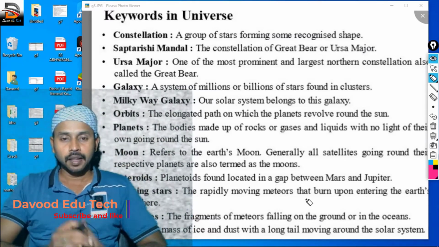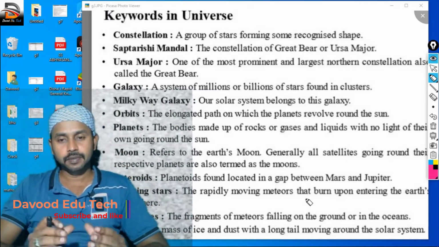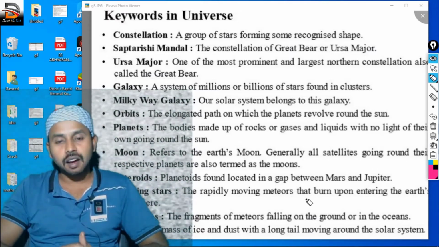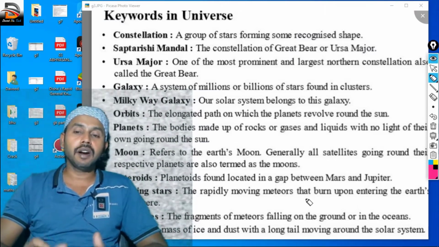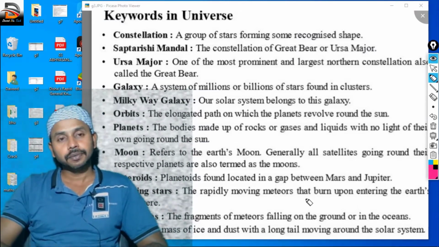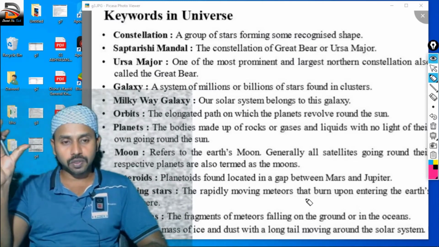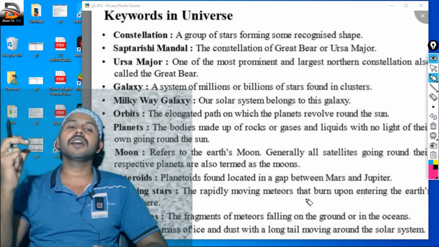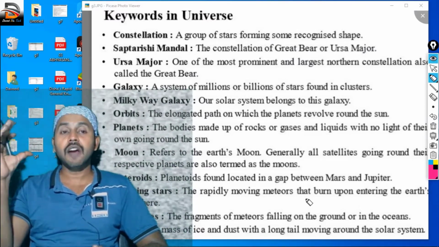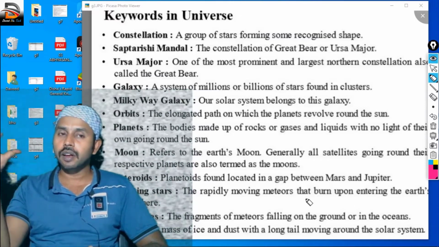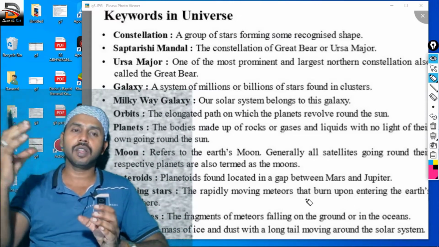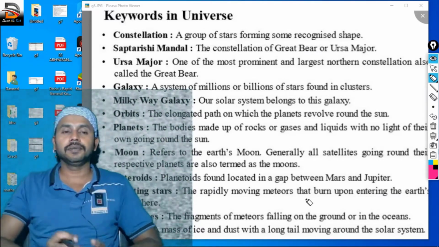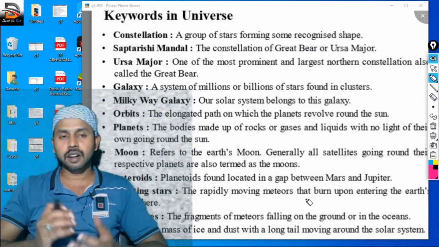Now, shooting star. The rapidly moving matter that burns upon entering the Earth's atmosphere, we call a shooting star. That means whenever some stones in the universe enter the Earth's atmosphere, the Earth attracts them by its gravitational force. So when any object comes towards the Earth, it is attracted by the Earth.